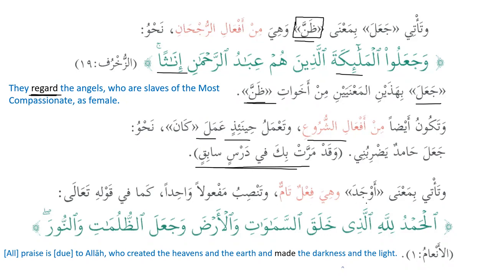وتأتي بمعنى أوجد, and it gives the meaning of to create something, creating. وهي فعل تام, and now here it is a فعل تام, يعني a complete verb. وتنصب مفعولا واحدا, and we can see over here that it gives object only to one مفعول. كما في قوله تعالى الحمد لله الذي خلق السماوات والأرض وجعل الظلمات والنور. So as we can see over here, الأرض, and similarly جعل الظلمات والنور. So here it's easier. خلق السماوات والأرض will be considered as one object, and والظلمات والنور also will be considered as one object because they are connected with waw.